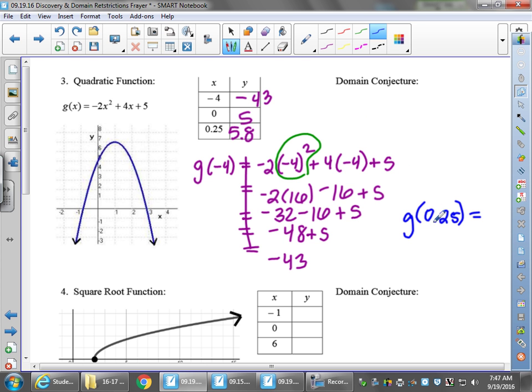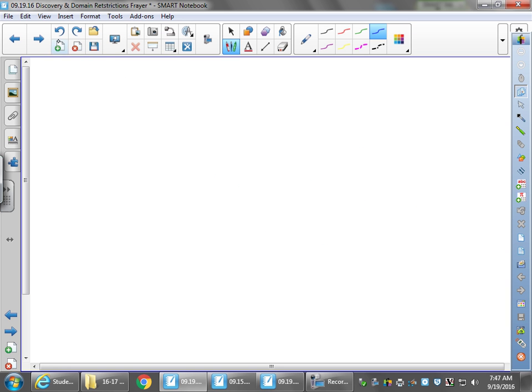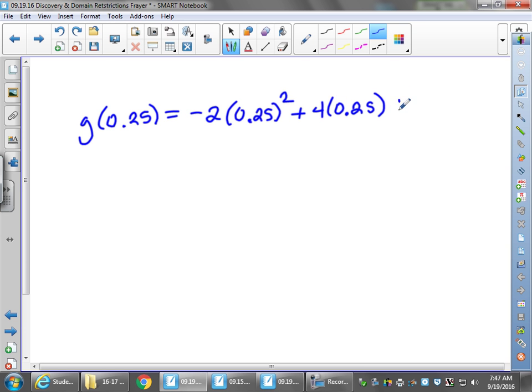Who wants to see that? Anybody want to see it? Okay. I don't have space, so let me just add a second page, okay? Is that okay? So help me out. So it's going to be g of 0.25 equals negative 2 times 0.25 squared. What came next? Plus 4 times 0.25 plus 5.